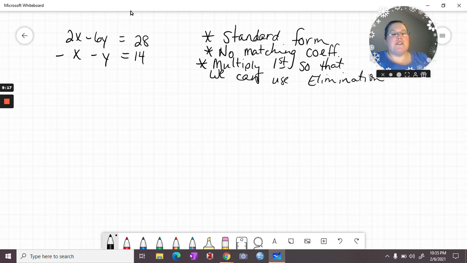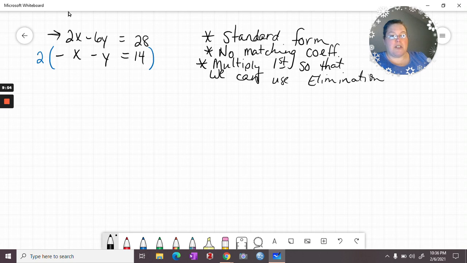So what I'm going to do is look at this 2x minus 6y equals 28 and negative x minus y equals 14 and ask myself, okay, what can I do to my bottom equation to make one set of my variables match? So maybe I start with my x's and I think, you know what, if I multiply everything by 2, then I have positive 2x up here and negative 2x down here. That might work. So let's try it.